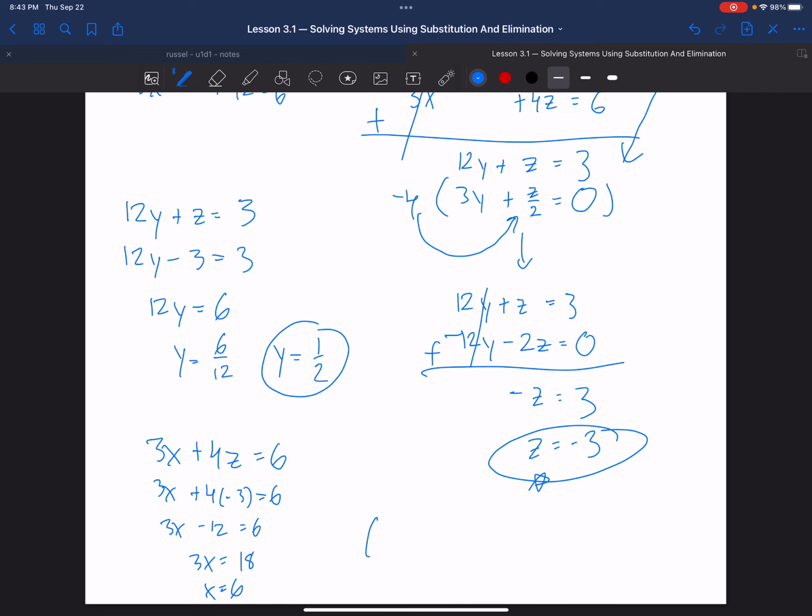My ordered triplet is 6, 1/2, negative 3. That's for x, y, z. And we are finished. Now, a word of checking.